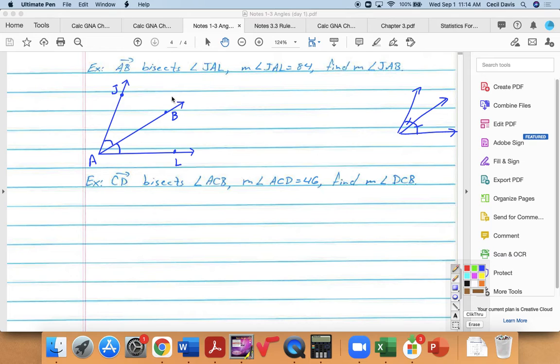Then it says the measure of angle JAL is 84. So this whole thing is 84 degrees. What do I need to do to that to find the measure of JAB? Divided by 2, yeah. 84 divided by 2 is 42. So both of these are 42 degrees. It divides the one angle into two smaller angles that are congruent to each other. All right, one more example.